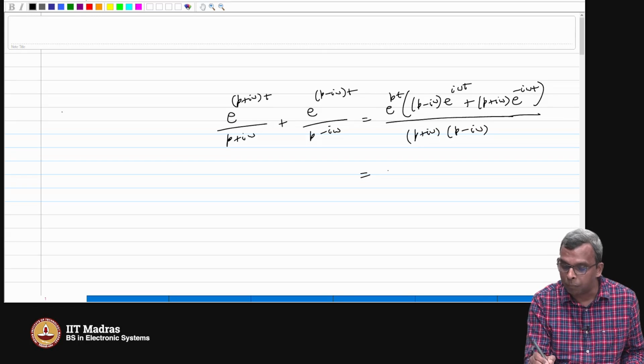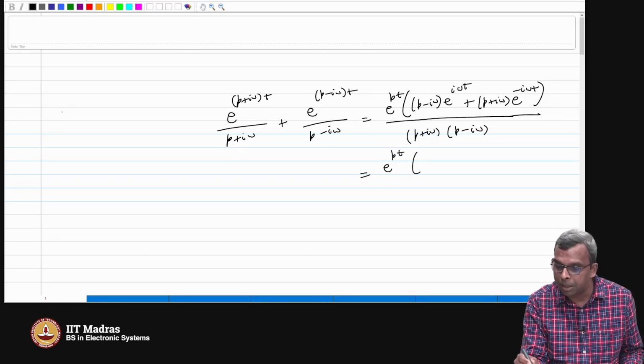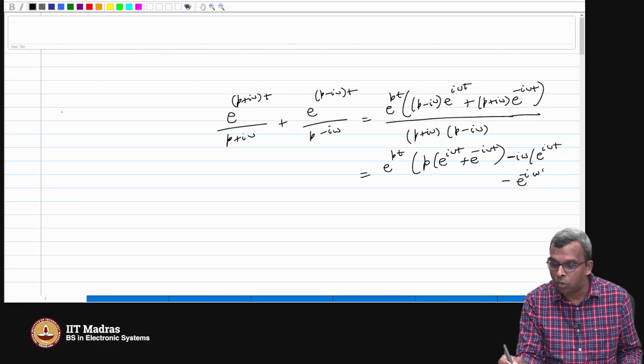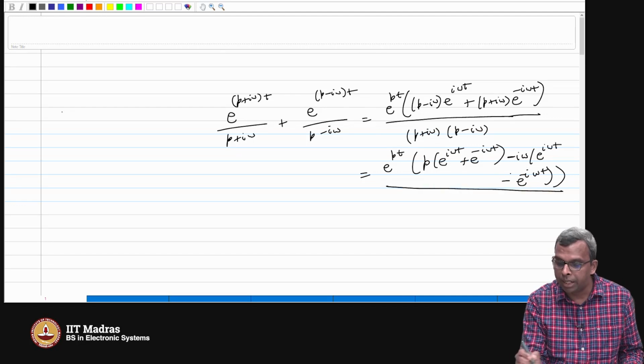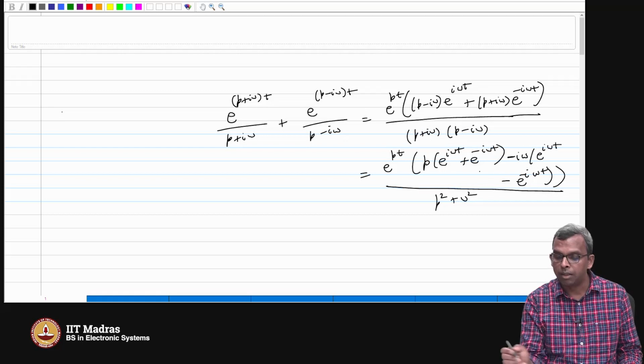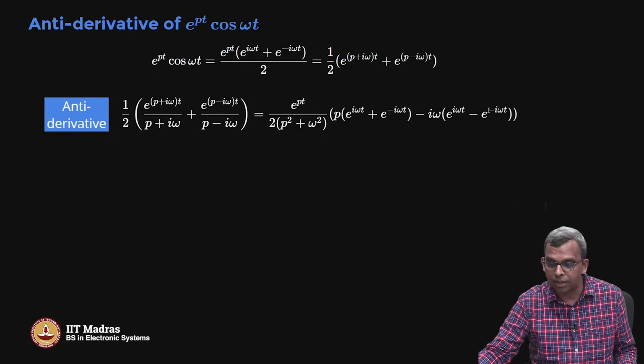Now this product, I can write it as p times e^(iωt), p times e^(minus iωt). I'll take p common out here. I'll get plus e^(minus iωt). And then I have an iω. I'll take the minus iω common out. I'll get e^(iωt) minus e^(minus iωt). And then the denominator, (p plus iω) into (p minus iω), is p squared plus ω squared. This is all that has been done here. I hope you can see this. So I've done that to get this form.